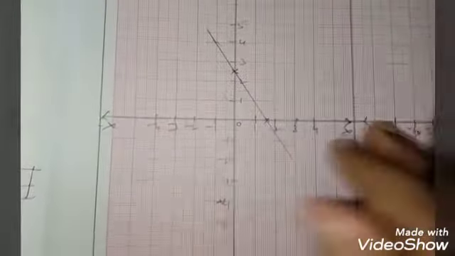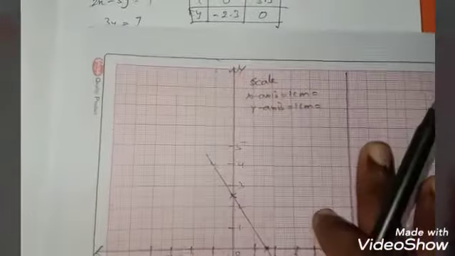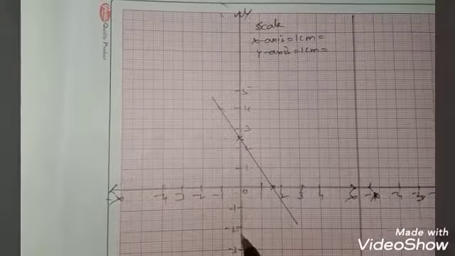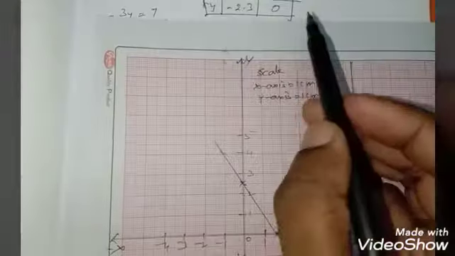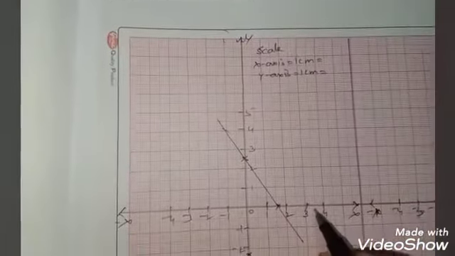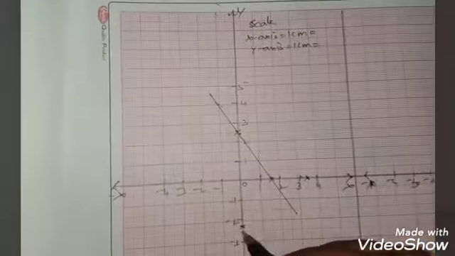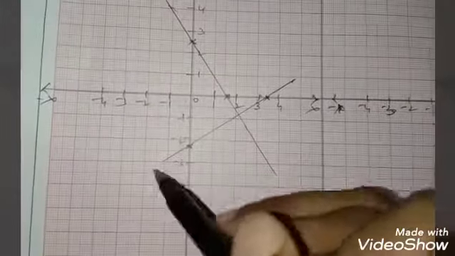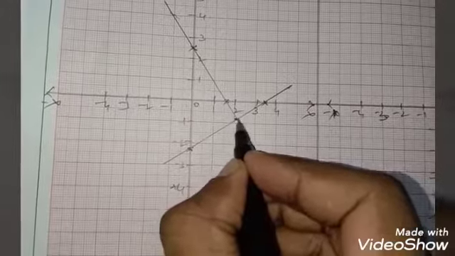So after joining these 2 points, next what is the second equation? Second equation is given as 0 and minus 2.3. Now here x-axis is 0, y-axis is minus 2.3, means somewhere here, right? So after pointing minus 2.3, next x-axis is 3.5, y-axis is 0. So x-axis 3.5, right? Now join these 2 points with the help of a scale. Now after joining these 2 points, the graph represents like this, means these 2 lines are intersecting at this point.